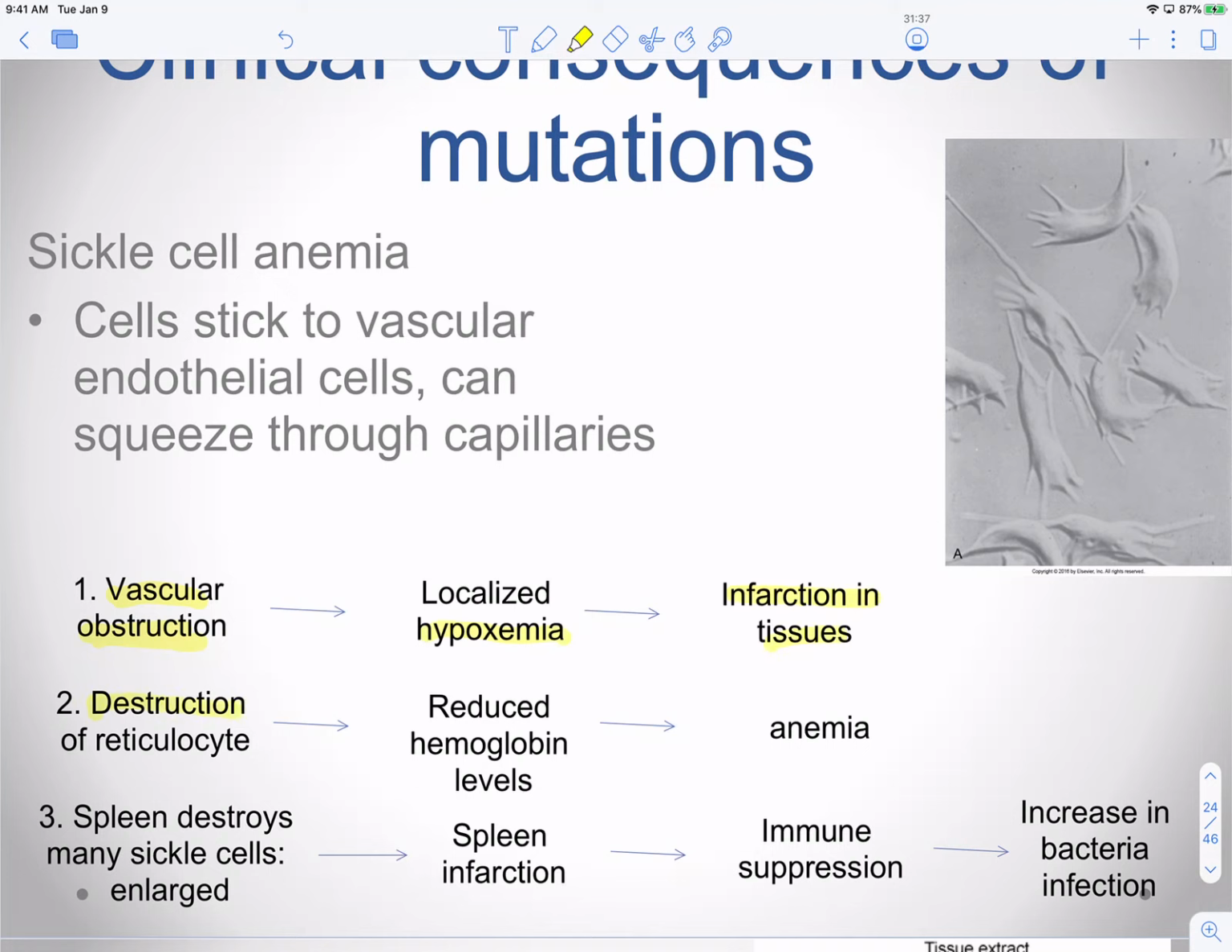You also have destruction of reticulocytes, and so this will reduce the amount of blood cells, reduce the amount of hemoglobin, leading to anemia. You can also have the spleen that's going to destroy many sickle cells and get an enlarged spleen. This can lead to death in the spleen if it's overwhelmed, so that's the infarction. It also can lead to suppression. The spleen is a very important organ with respect to your immune response, and so individuals have an increase of bacterial infections.